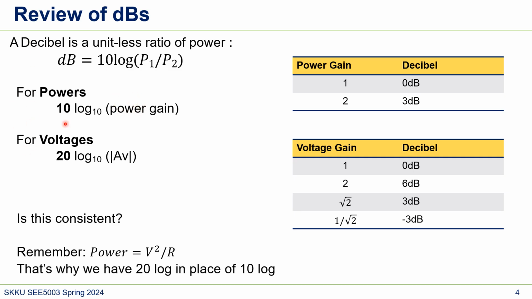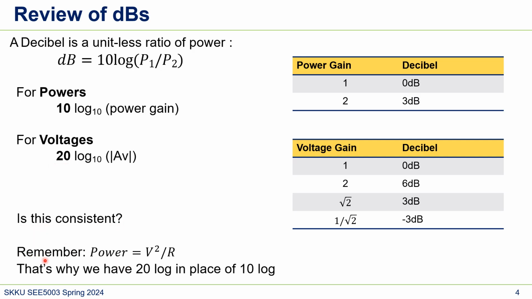This can be confused easily because some people just put 10 or some people put 20, but it really depends on what the input would be. If the input is power, then we put 10 log 10, so we multiply by 10. But if the gain is in voltages, then we put 20. So this is important. You need to be clear about when to multiply by 10 or when to multiply by 20. So is this consistent?